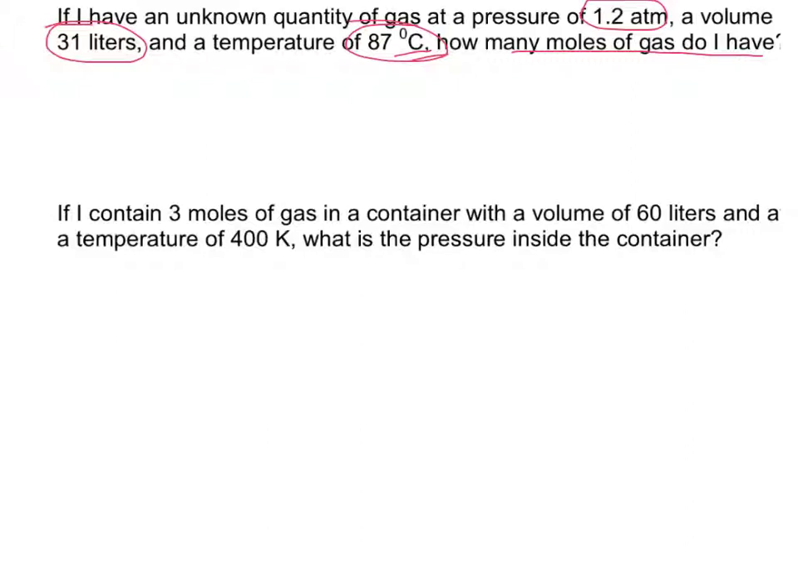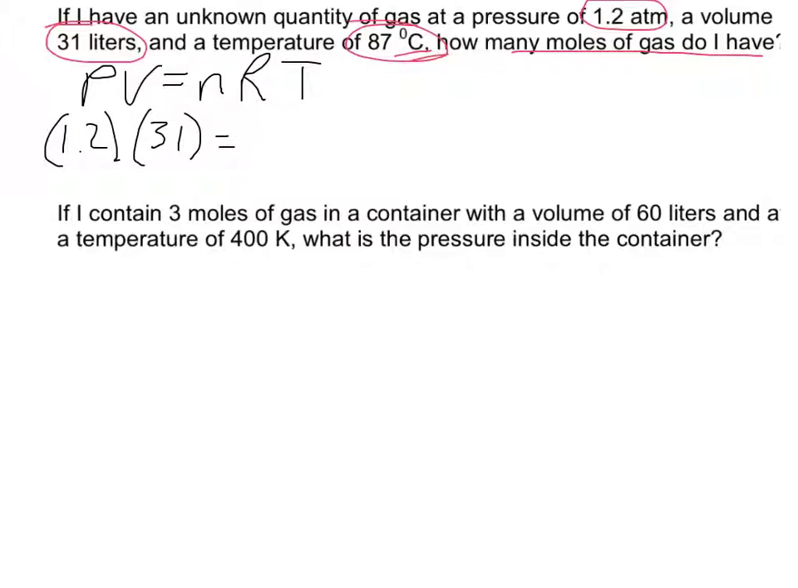So you go back to the same equation as before. PV equals nRT. Now the pressure is 1.2 atmospheres. The volume is 31 liters. The moles we don't know, that's n. What gas constant do we use? What's the value of R? 0.0821. Good.